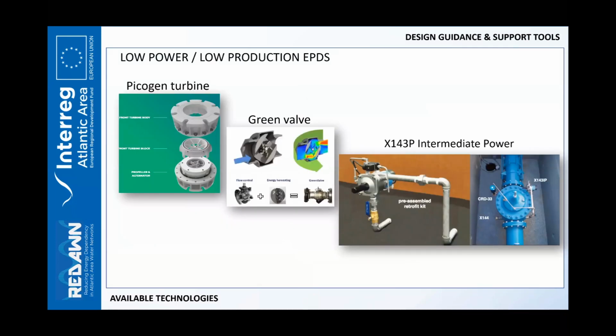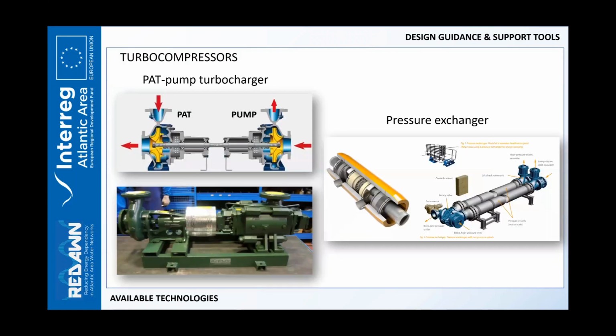Then we have the low production devices that are intended to produce a little amount of energy just to operate itself or operate little control of the network. We have the Picogen turbine, the green valve, or some other pico turbine that produce a little amount of energy just to regulate, to activate valves or to activate meters, flow meters, pressure meters, and so on.